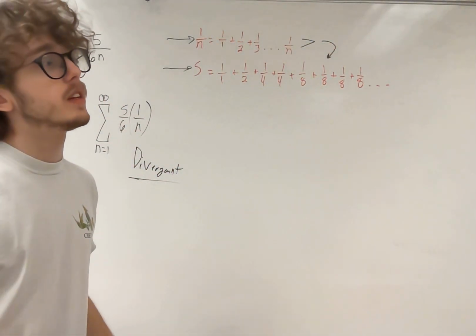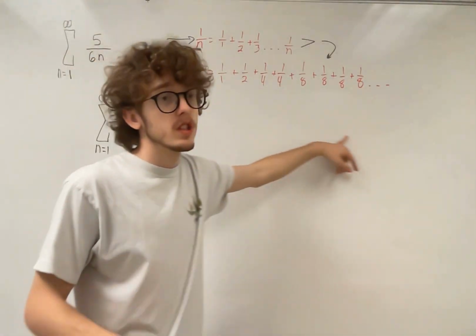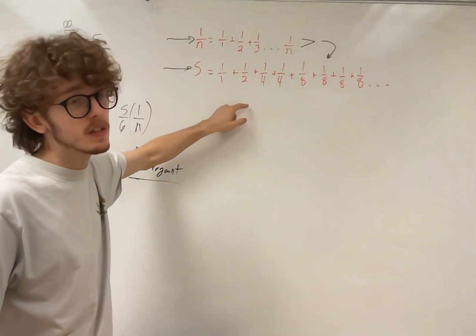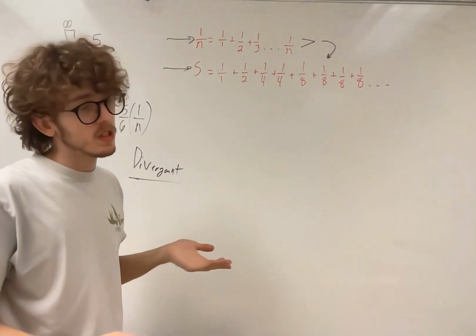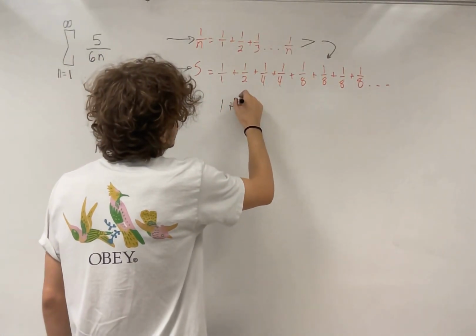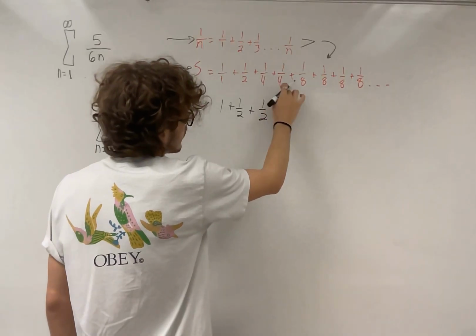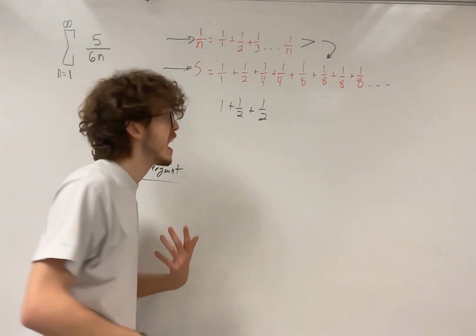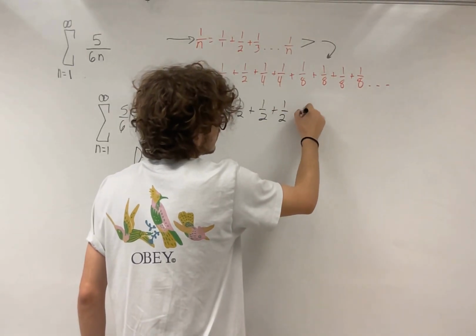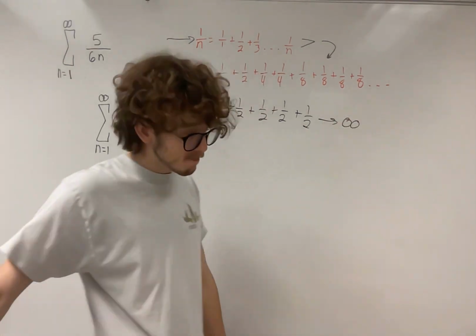Now what this means is that if we can show that this diverges, well then this also has to diverge because this is greater than the sum of these values. Well, a simple thing that we can do is combine terms here. So we have 1 plus 1/2 plus 1/2, because 1 over 4 plus 1 over 4 is 1/2. Combine all the 8s, that's 1/2. Combine all the 16s, that's 1/2. This is going to diverge to infinity.